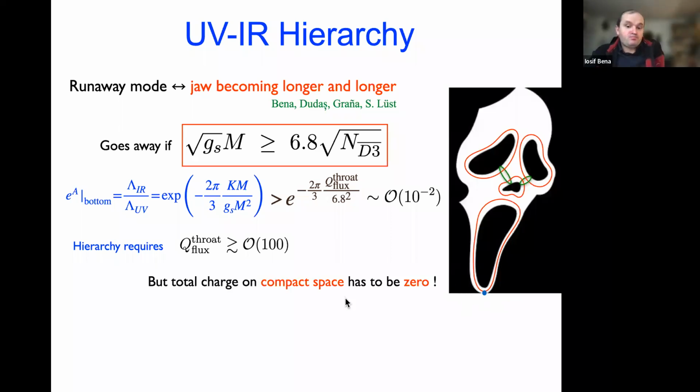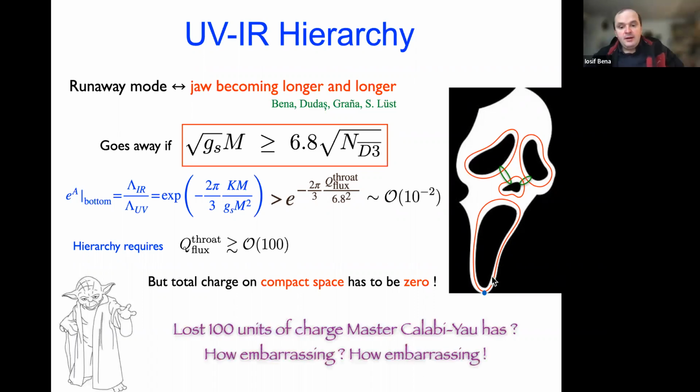Now, okay. However, we have a compactification of string theory, and therefore, because you have a compact space, the tadpole needs to be 0 totally. And the question is, how can we do this? How can we get a throat which has a charge of order 100 plus to cancel against something else on the Calabi-Yau to give me 0 in total? And again, to cite my good friend Master Yoda, lost 100 units of charge Master Calabi-Yau has. How embarrassing. It's embarrassing. We need to find another way to put 100 units of negative charge.